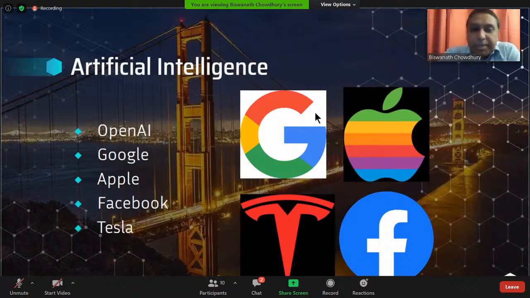So Silicon Valley companies are increasingly turning to AI, and we already heard the previous speaker, John, talk about self-driving cars. Tesla is one of the companies which has a very popular car with some autonomous driving. Similarly, we have Apple and Google working on artificial intelligence. We have Siri, which can recognize our natural language.